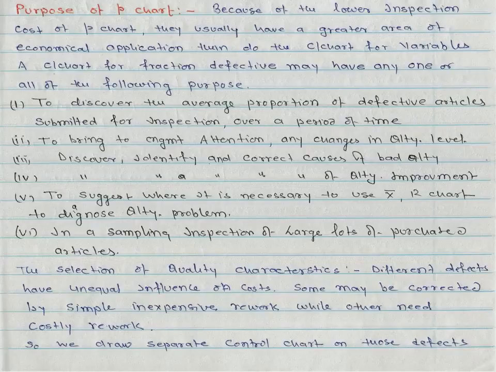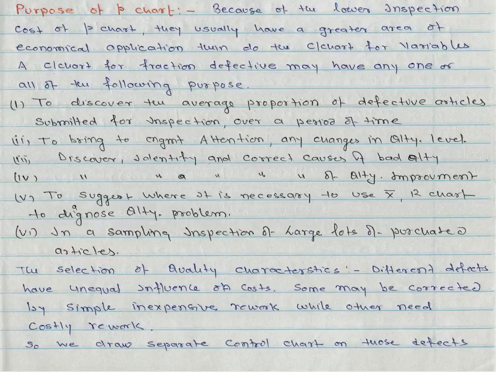The purpose of the P charts: because of the lower inspection cost of P charts, because in the P charts we have only two options, either we confirm the product, or if the product quality which we inspect is not up to the mark, then we can say the product is not accepted. So they usually have a greater area of economical applications than control charts for variables. A control chart for fraction defective may have any one or all of the following purposes.